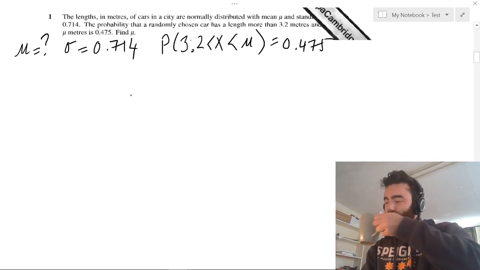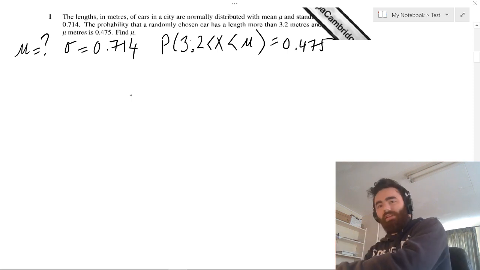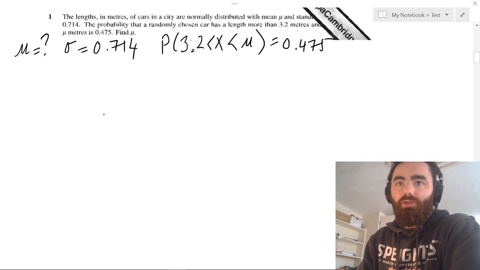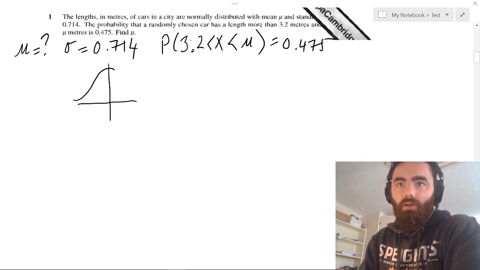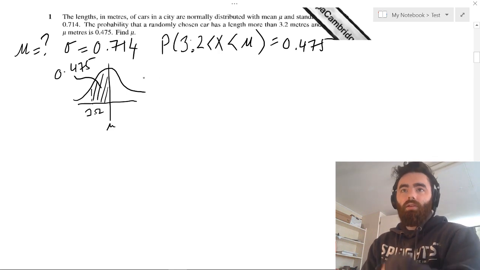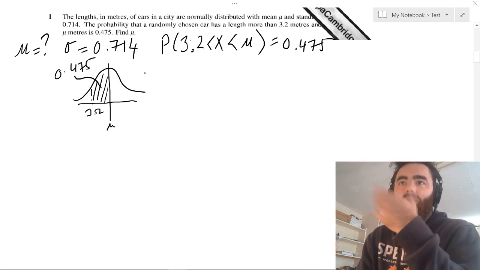So then it asks us, what is mu? Do you know? I think I do. So let's have a look here. We've got a normal distribution, so first off, let's just draw that out so we can see what we're working with. You can see my shitty normal distribution. Actually not too bad. And we've got 3.2 here, and then mu here. And the area under this graph is the probability. So this is 0.475.